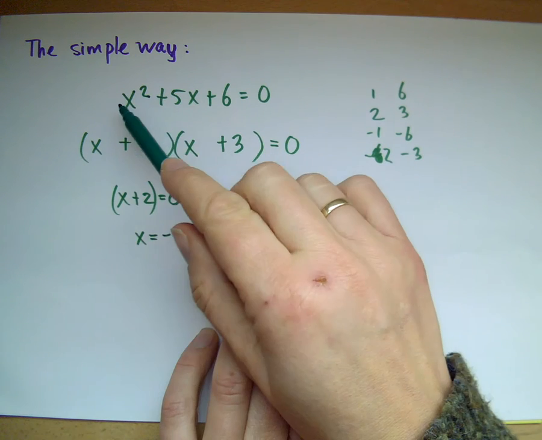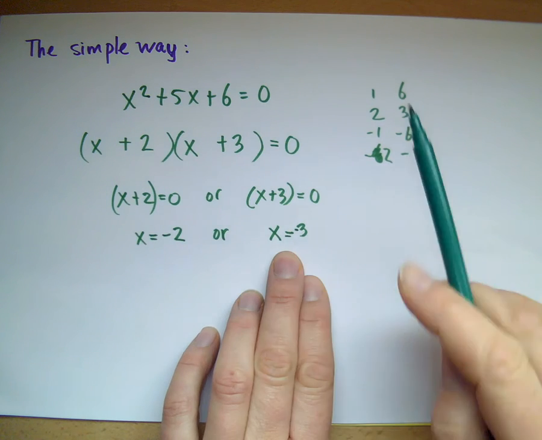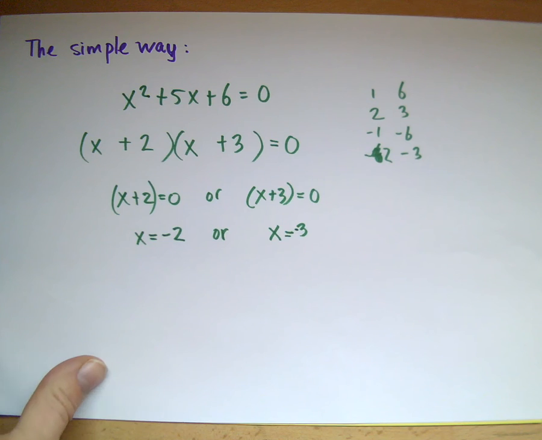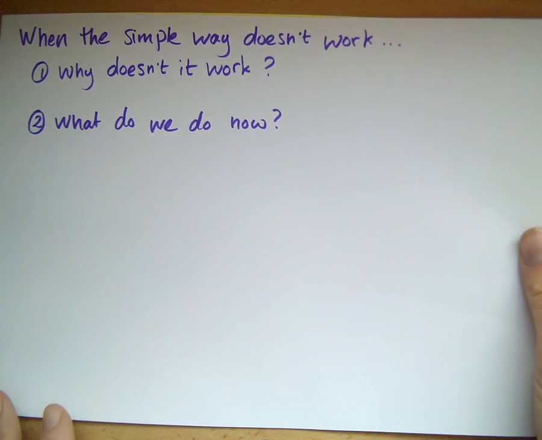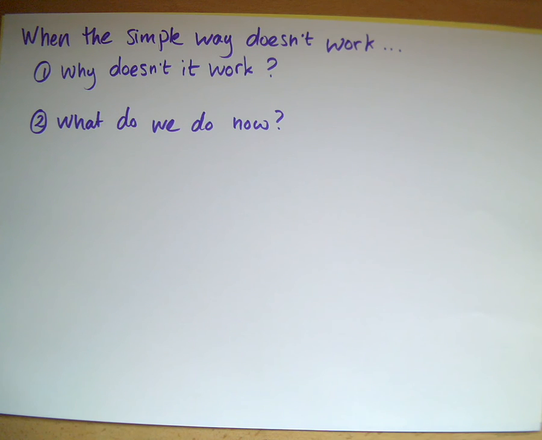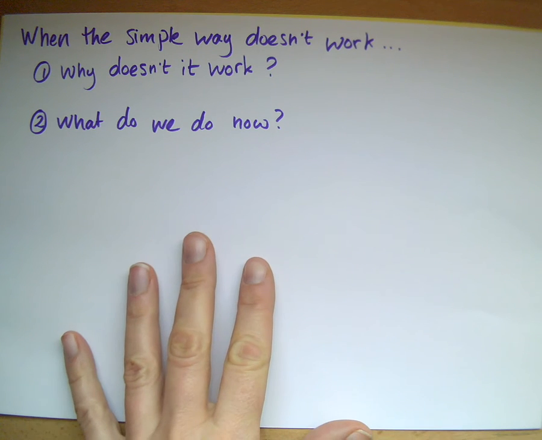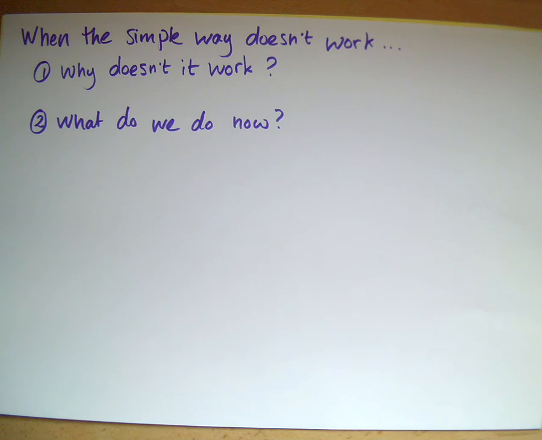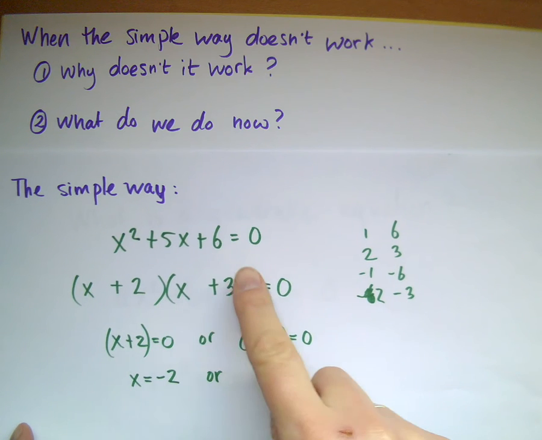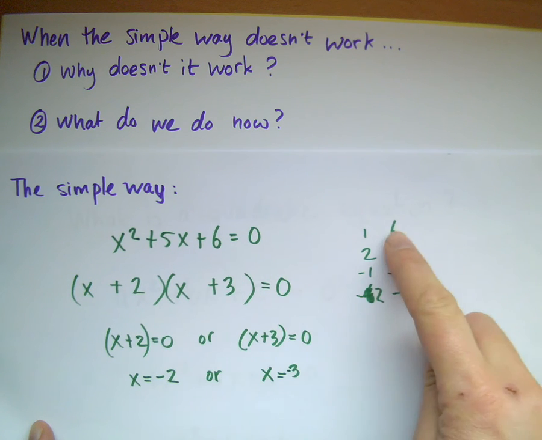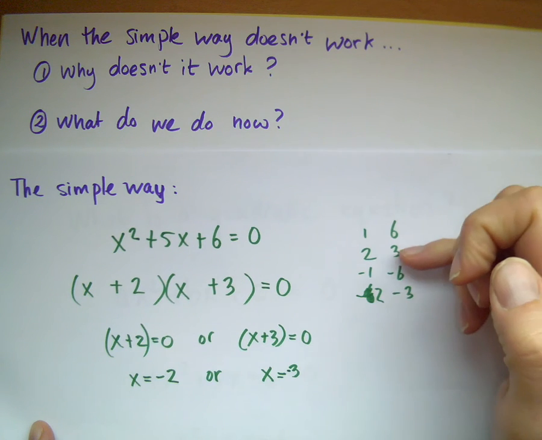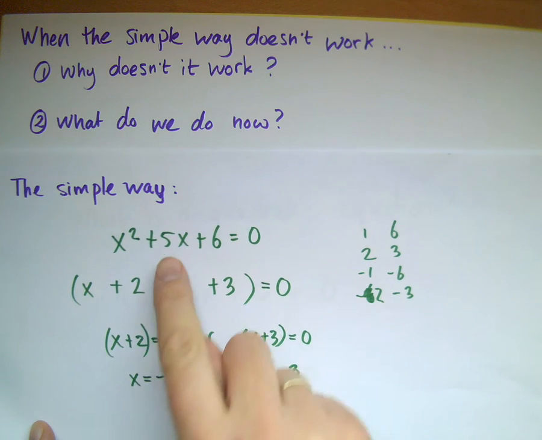Okay, so because there's two different ways to get to 0. Right, that's the simple way. What will we do when the simple way doesn't work? First, let's ask ourselves, why wouldn't it work? Can we imagine any instances where it wouldn't work? What if you listed all the factors of 6 like this, and there wouldn't be a pair that adds up to 5?